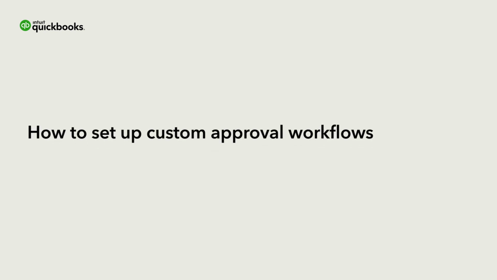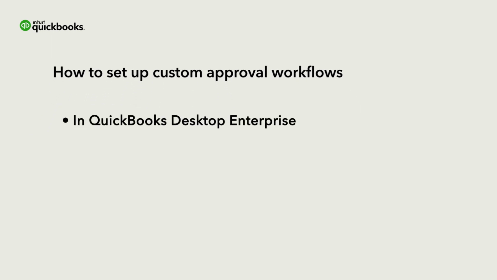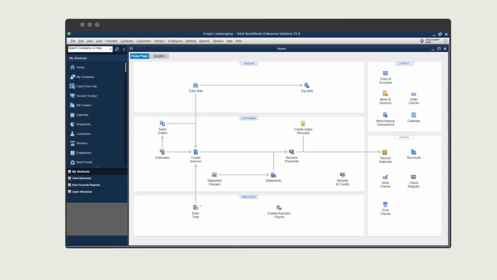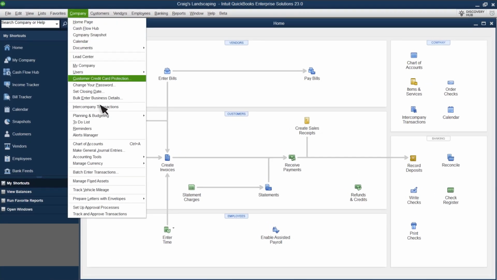In QuickBooks Desktop Enterprise, you can set up a custom approval process for bills and purchase orders. Let's go over how to set up an approval workflow, how to put a bill or purchase order through your approval flow, and then how the approver approves the transaction. To start, go to the Company menu and select Set up Approval Processes.